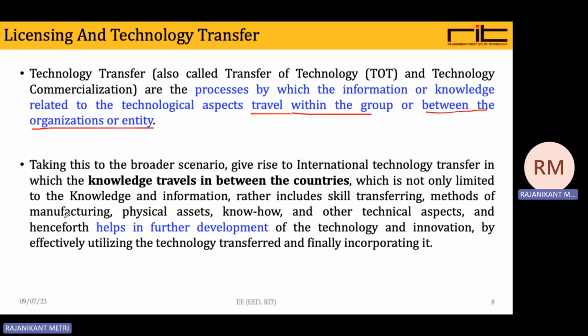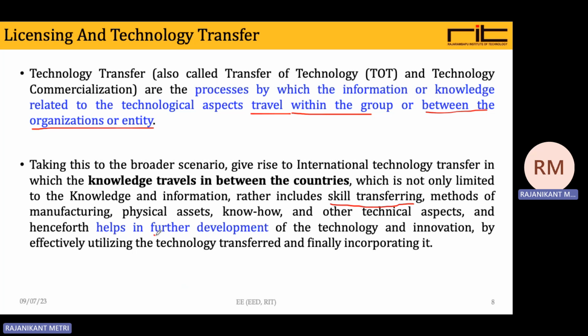Taking this to the broader scenario gives rise to international technology transfer, in which knowledge travels between countries. So it may be transfer of technologies between groups, entities or organizations, or international technology transfer, which is knowledge sharing between two countries. It is not only limited to knowledge and information, rather it includes skill transfer, methods of manufacturing, physical assets, know-how, and other technical aspects.